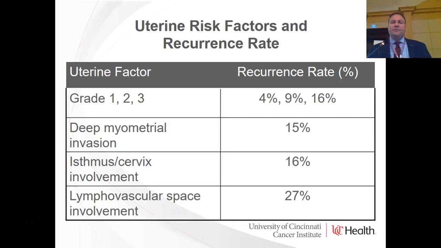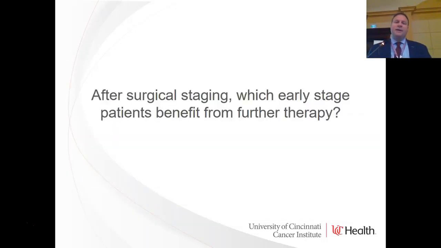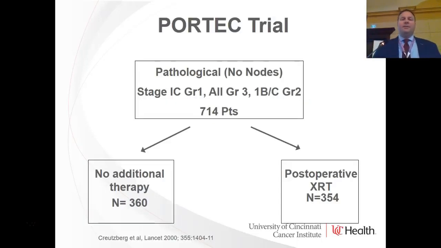So what do we do for postoperative treatment? Well, there are a number of uterine risk factors that we use to gauge the likelihood that a patient may recur, and we use that information to decide whether adjuvant treatment is necessary to decrease that. That includes the grade of the tumor, whether deep myometrial invasion is present, whether the cervix is involved, and whether there's involvement of the lymphovascular spaces. Each of these leads to an increased risk of recurrence and helps us identify what early stage patients may benefit from further treatment.